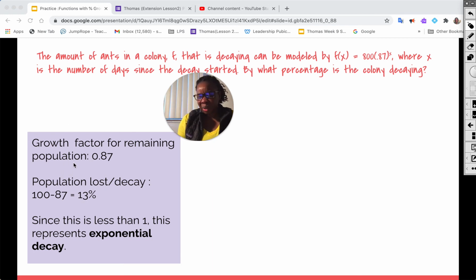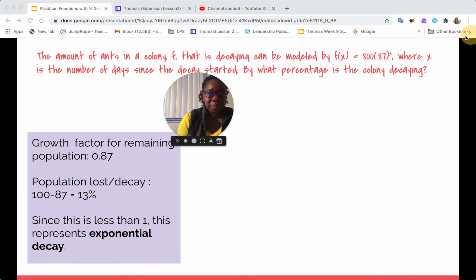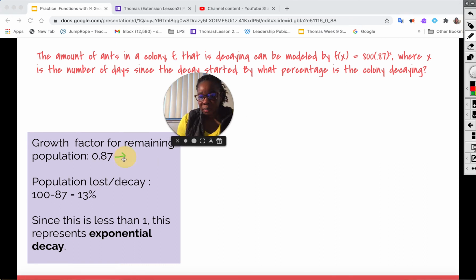And if you're like, wait, what? So remember 0.87, we can change that to a percent by multiplying by 100. So if we multiply 0.87 times 100, we're going to end up with 87. So that's how we get the 87. And when we subtract from the original or the initial value percent, that's going to give 13%. So we know that 13% of the ant population was lost, and we also know that the function is modeling a decay pattern.